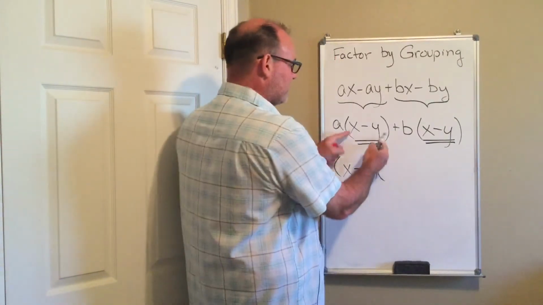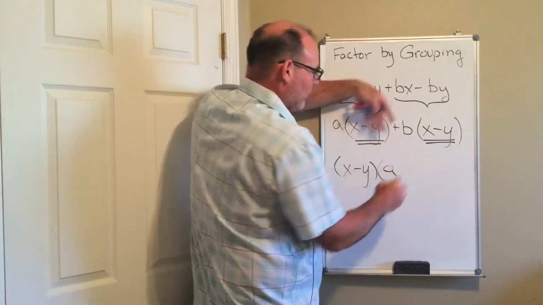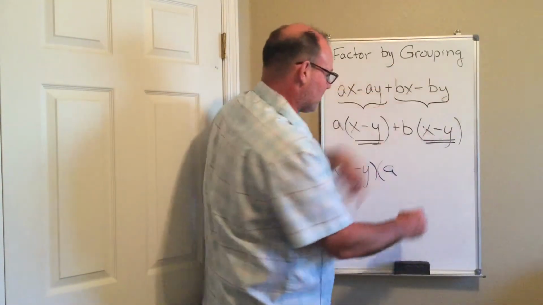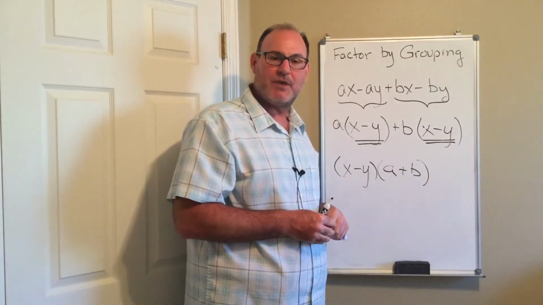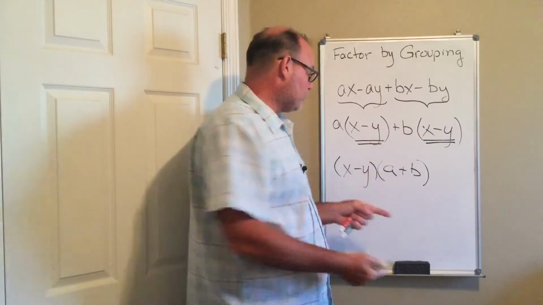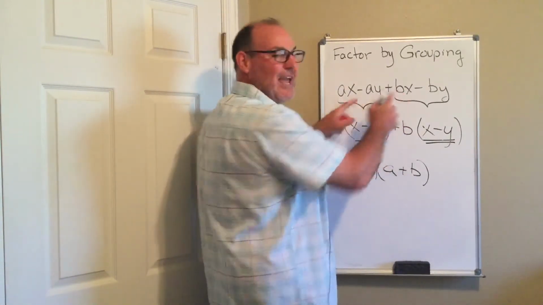Now, when I factor out the X minus Y out of the first term, I just have A left over. And when I factor out X minus Y out of the second term, I have plus B left over. Here's my fully factored expression. If you want to check, remember, you can FOIL this, first, outers, inners, lasts, and you will get these same 4 terms.